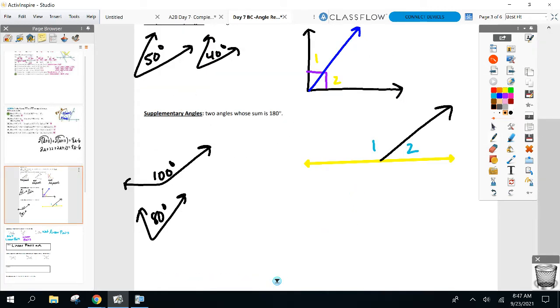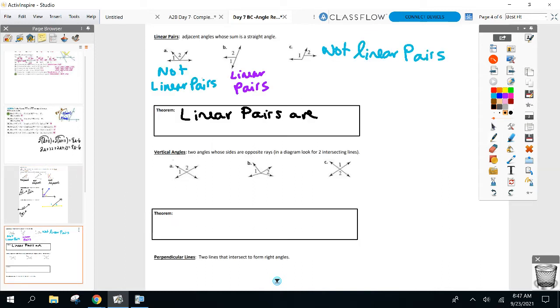We said those were linear pairs, right? We already know the vocabulary term. It's not a new one. Linear pairs are, and I don't want adjacent. What do you think I'm going to write there? What do we know about linear pairs other than they're adjacent? They form a line. Keep going. I need more.